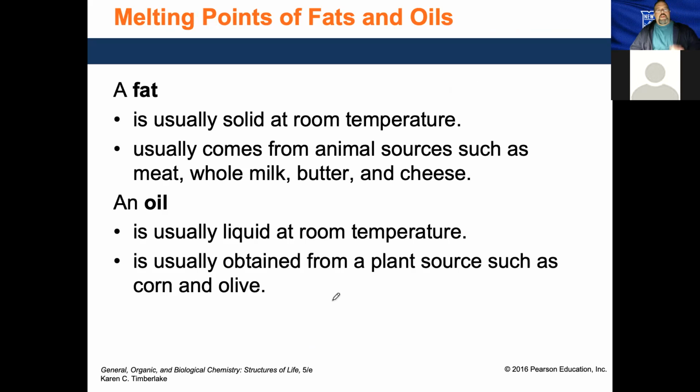Okay. So we mentioned that triacylglycerols are essentially your fats and your oils. Then what is the difference between a fat and an oil? Well, a fat is made up of many triacylglycerols.